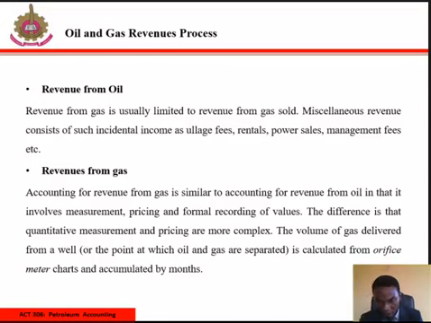Now, the eighth one is maintain ledger of undistributed royalty payment for owners with unsigned division, owners whose interests are suspended because of estate issue, and other distributed production payment. Then we have prepare revenue accruals. So that's the process of oil and gas revenue.